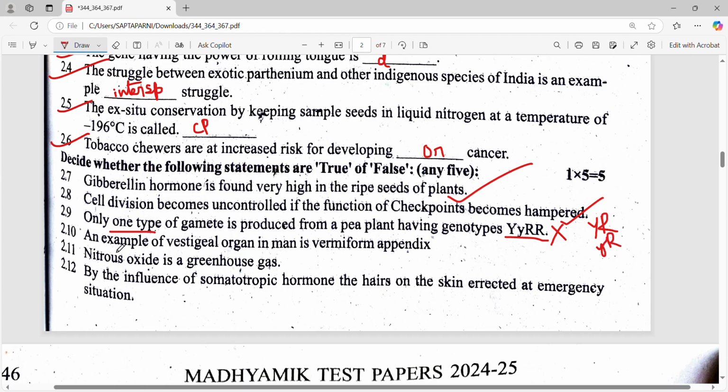See, next. An example of vestigial organ in human is vermiform appendix. True. Nitrous oxide is a greenhouse gas. True. By the influence of somatotrophic hormone, the hairs on the skin erected at emergency situation. This is incorrect because this is under the influence of adrenaline, not somatotrophic. So it is incorrect. Okay, or false.